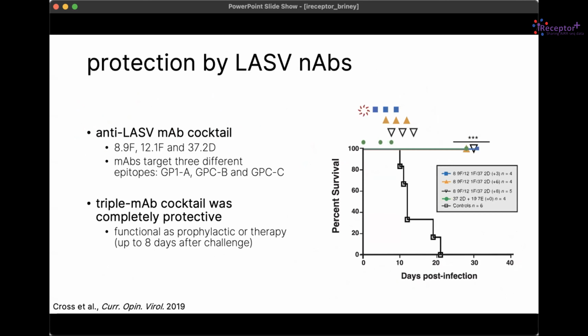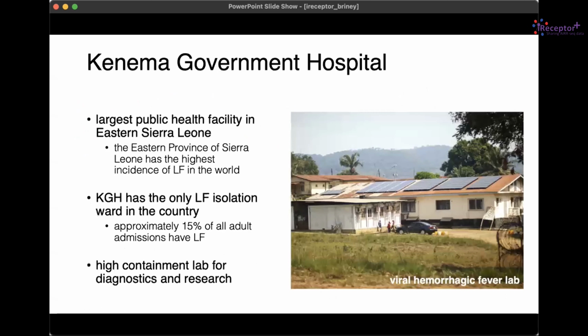Promisingly, 3 antibodies, which are similar to 37.7H, were able to completely protect in an animal challenge with wild type Lassa. So promising in the sense that we could use these antibodies as something like a therapeutic, or we could even use them as templates for vaccine design. So we wanted to go farther.